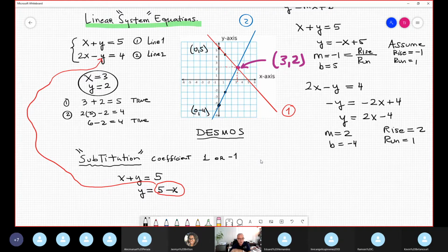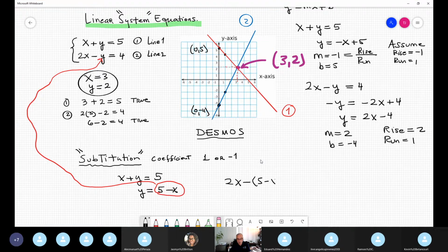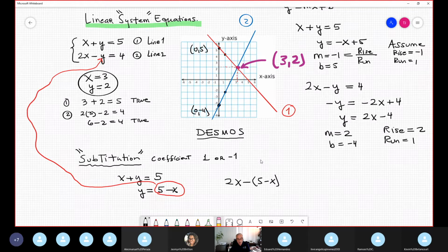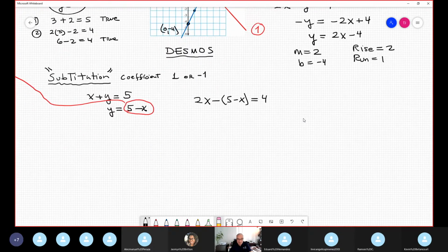So we have, I copy equation number 2 now, but different. 2x minus, and now you replace y for 5 minus x. I put the parentheses because this is a binomial, two terms, and we have a minus in the front. If you don't put the parentheses, it's wrong, because this minus affects everything inside, and the y expression gets 5 minus x equal 4. Now you have in that moment one elementary linear equation that contains only one unknown, which is x.